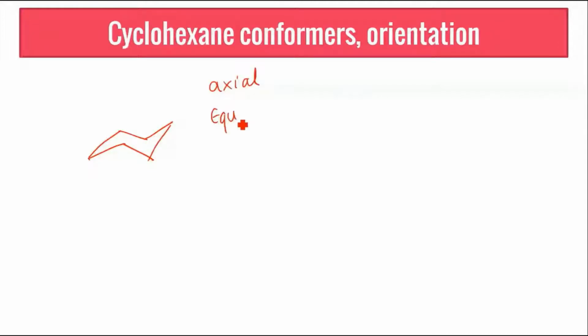ये नाम तो पक्का याद होगा, भले ये ना याद हो कि कौन axial और कौन equatorial. So axial and equatorial: in your cyclohexane, you all have 2 hydrogens per carbon. All the carbons are CH2s, and therefore all the carbons have 2 hydrogens each. Out of these, which means you have 12 hydrogens in total, 6 hydrogens are axial hydrogens and 6 hydrogens are equatorial hydrogens.